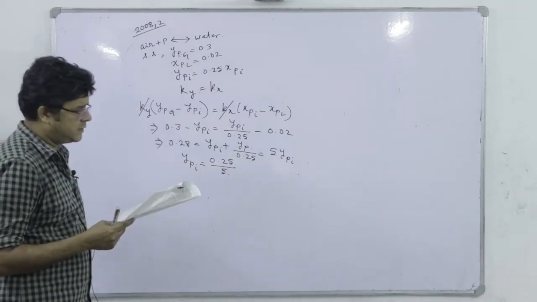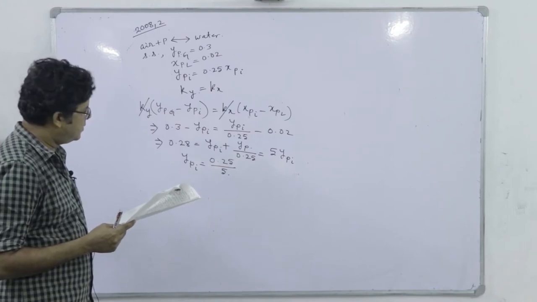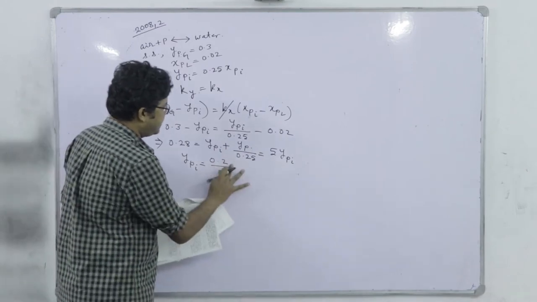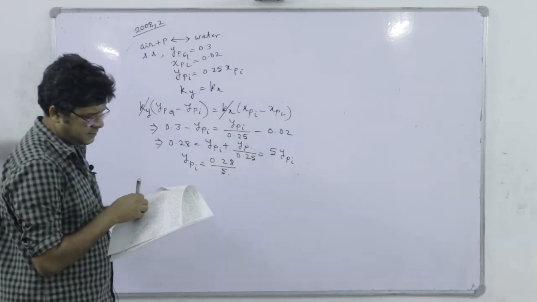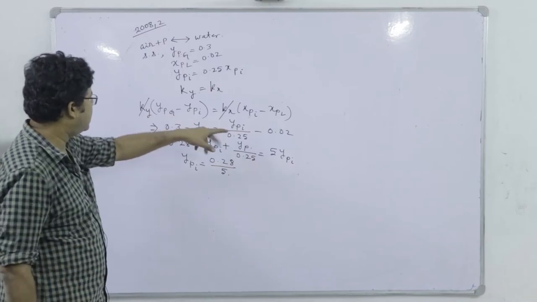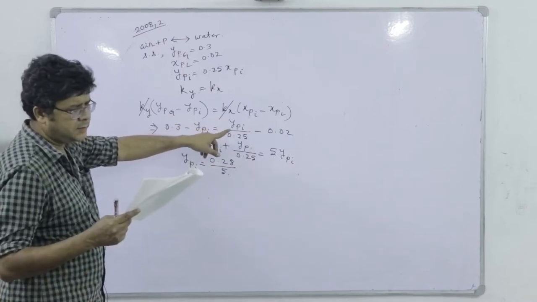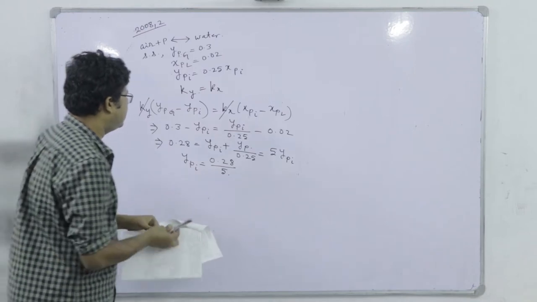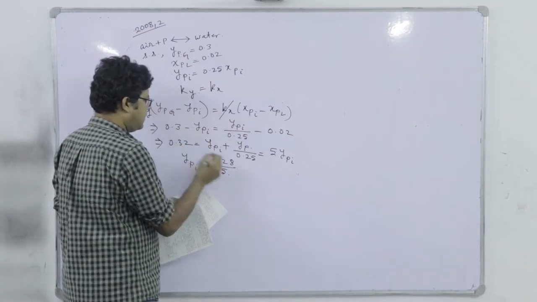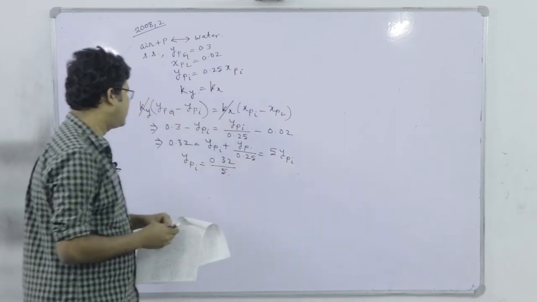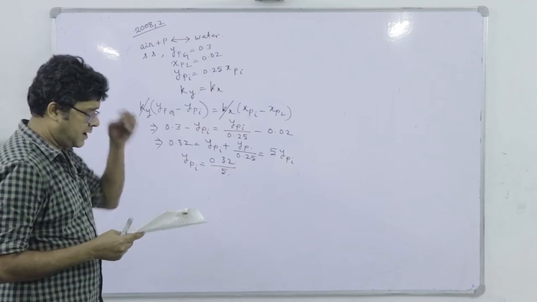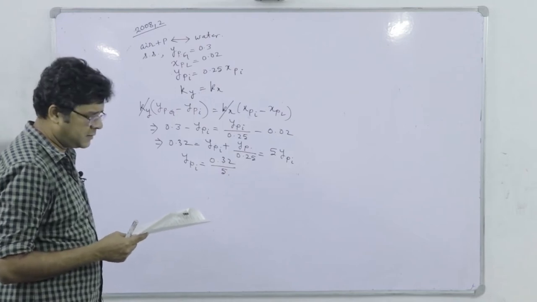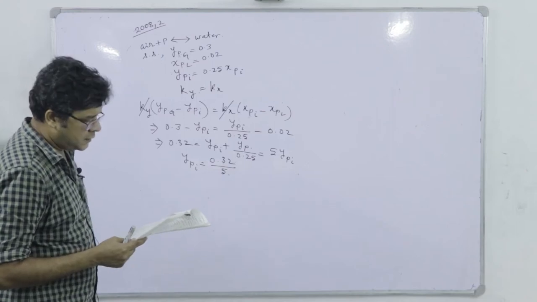So, accordingly you have to solve for this answer. So, am I correct here? YPI, 0.25 minus 0.02, 0.3, sorry, this will be 0.32, this will be plus. So, 0.32 divided by 5, so it is around 0.064, or something. Okay. So, that is option A.